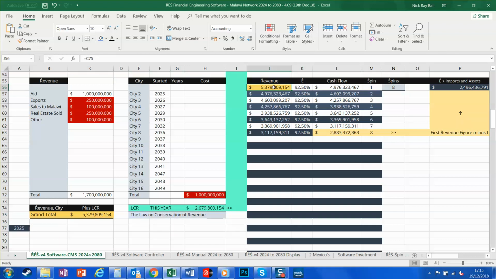Okay, then it follows the spins, and then this figure here is the beginning spin, where there's 5.37 billion in cash flow, to the end spin where there's only 2.8, and we can see that equals 2.4 billion in imports and assets. That's the network buying things, either because we want to make something out of them or we want to build something on them.